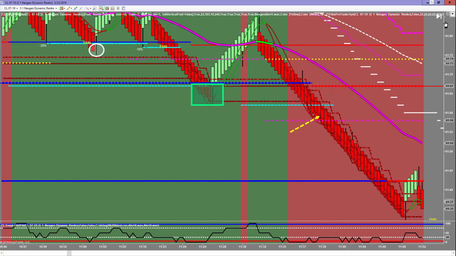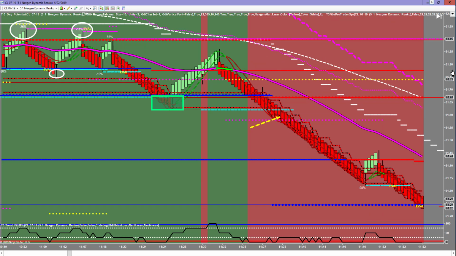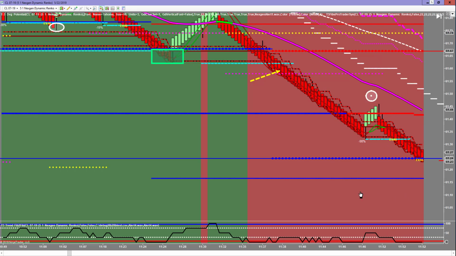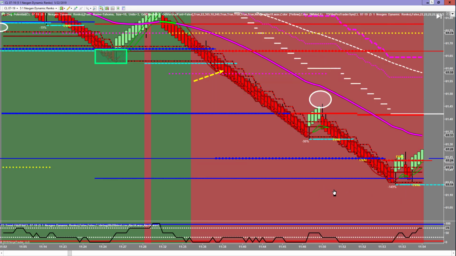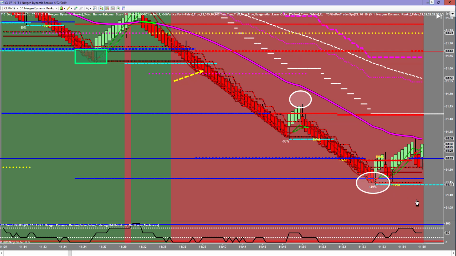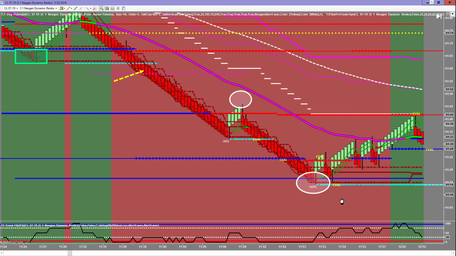Well, they didn't give a pullback. They broke out. Unfortunately, this is typical of a crude oil news day. Look at that. They ran all the way down to fibs with divergence, and then that's the end of the party.